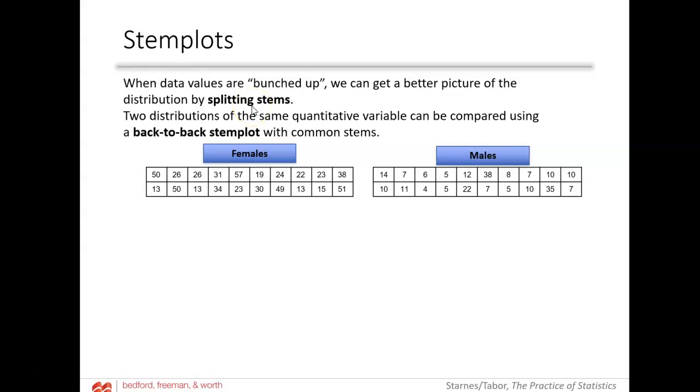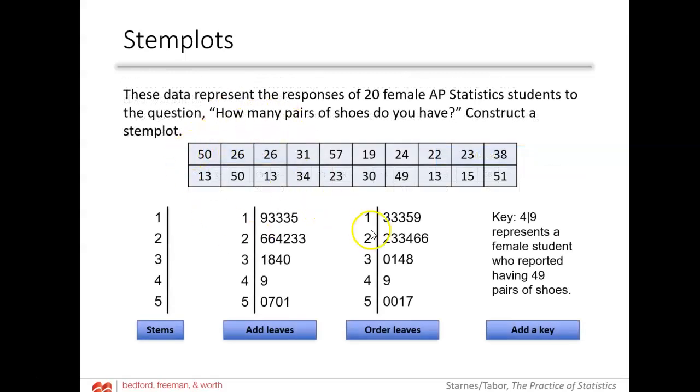All right, so what we're going to do here is compare the female and male data, and two issues are going to come up. If you've got bunched up data, you can get a better picture of the distribution by splitting the stems. If I look back at this data, I notice the teens and the 20s are really kind of clustered together. So they're going to split your stems. There's two of each stem. The first one will be for the ending digits of 0 to 4, and the second one will be the ending digits of 5 to 9.